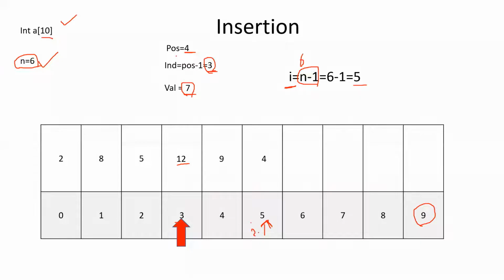Got it? Now, after setting the I value, what was the next step I had given in the algorithm? While I is greater than or equal to the index position, right? So I will be checking whether I is greater than or equal to the index position. What is the current value of I and what is the current value of the index position?